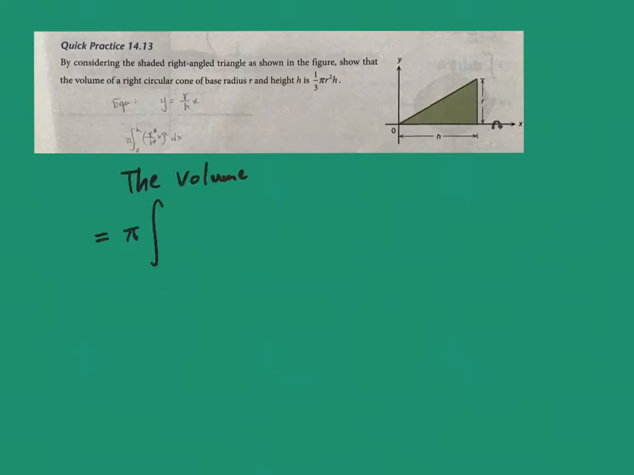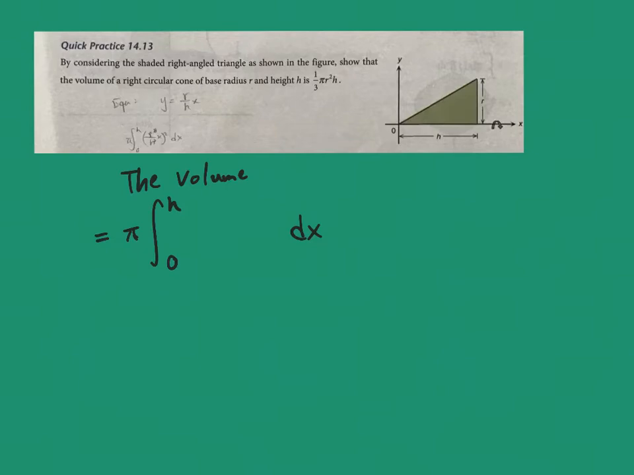So just apply the formula: the volume equals pi times the integration. Now we need to use dx at the back, so the upper limit and the lower limit are all values of x, which is from 0 to h.